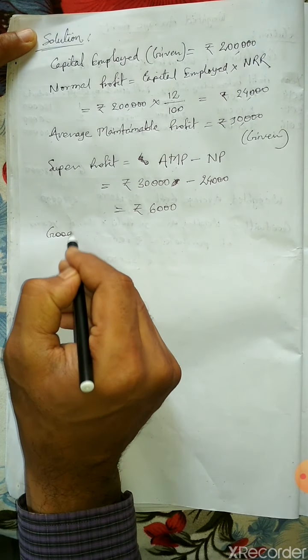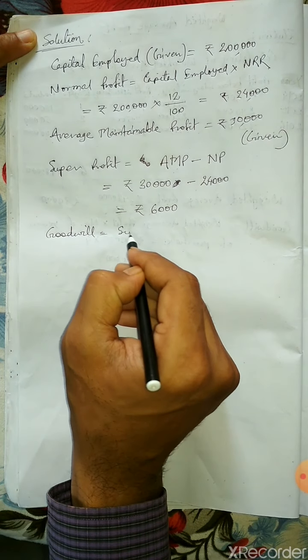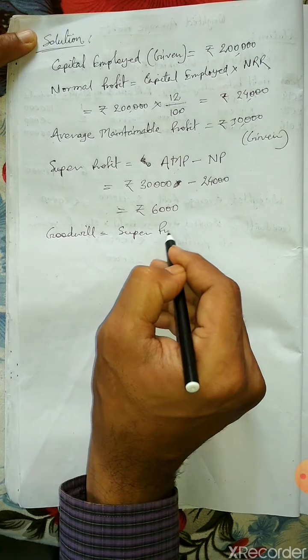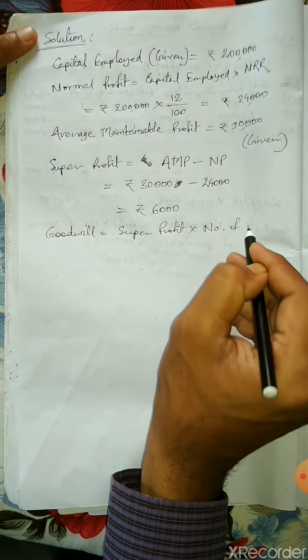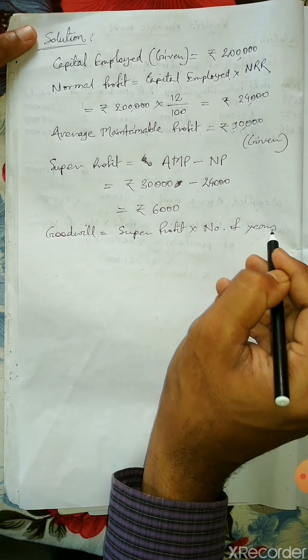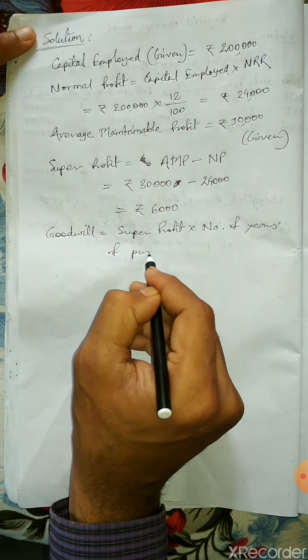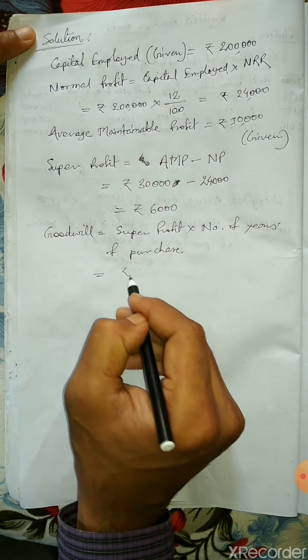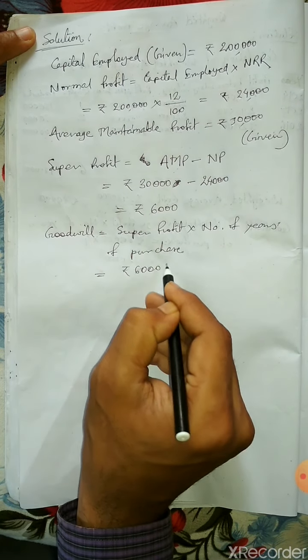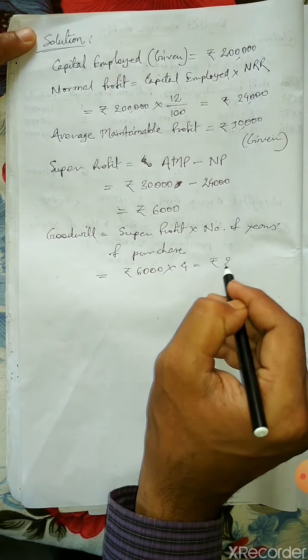Now we can calculate the value of goodwill using the formula. So goodwill equals super profit into number of years of purchase. The number of years of purchase is given as 4. So 6,000 into 4 equals rupees 24,000.